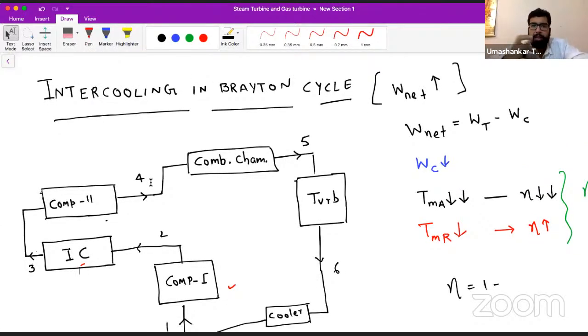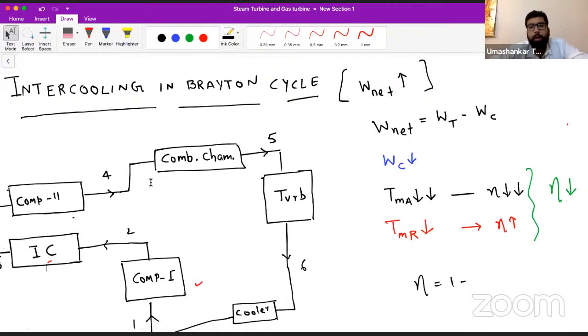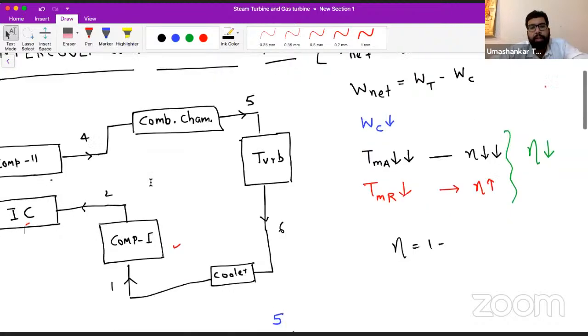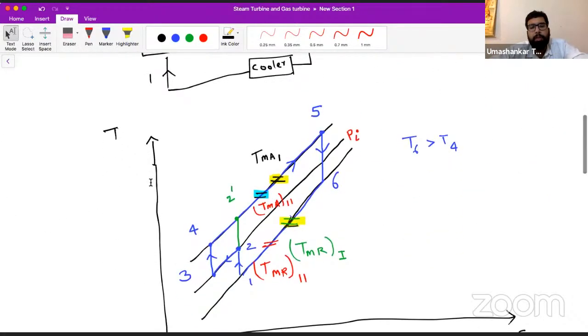Okay, what other effects have we seen? We have seen that by intercooling, the mean temperature of heat addition reduces, and the mean temperature of heat rejection also reduces. And what is the overall effect on the efficiency? That the efficiency decreases. Efficiency decreases. All right. So this is the TS diagram that we have made.